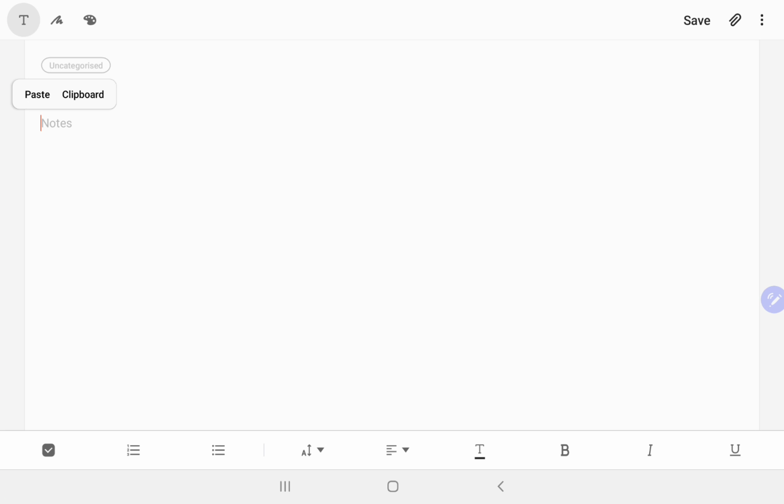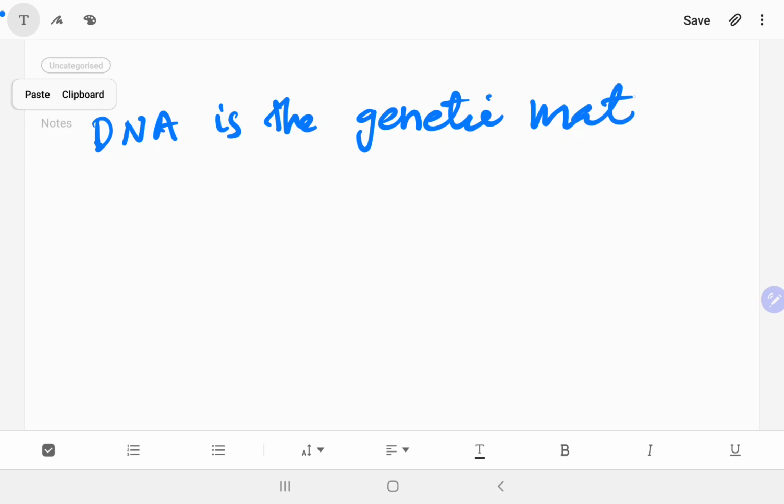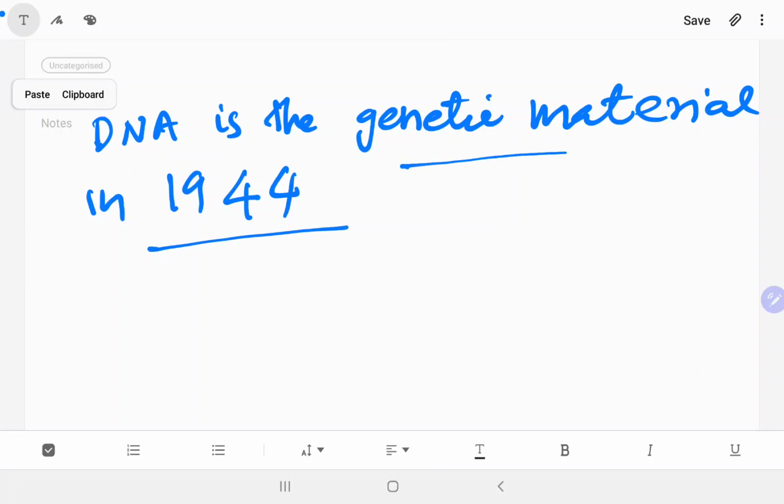Today we are going to discuss a topic called DNA is a genetic material and experimental proof by Oswald Avery, McLeod, and colleagues. These scientists proved that DNA is the genetic material in 1944.